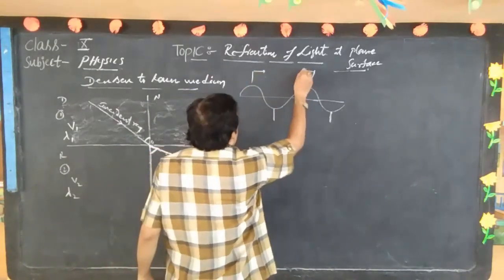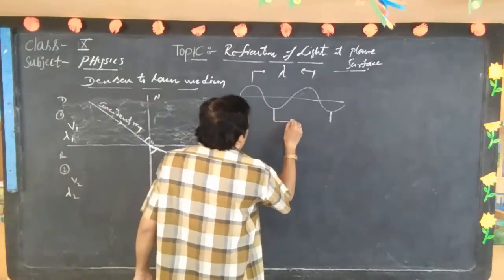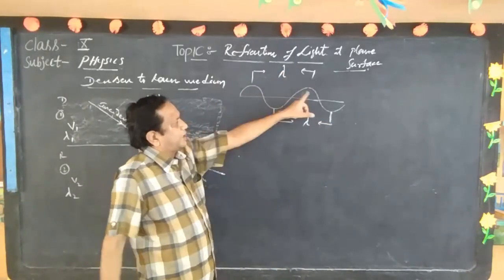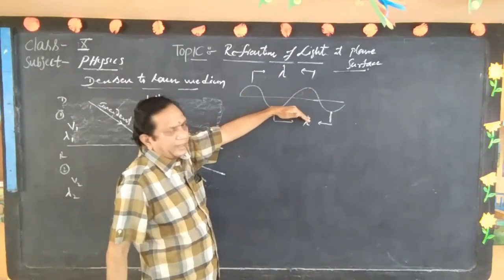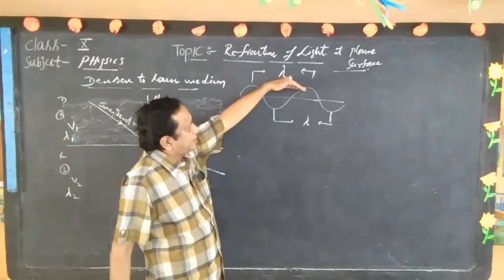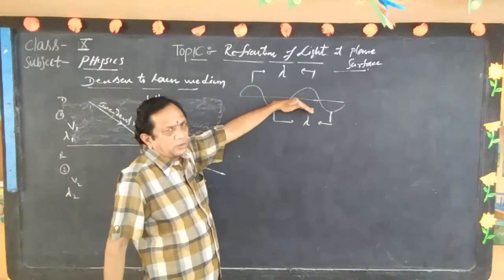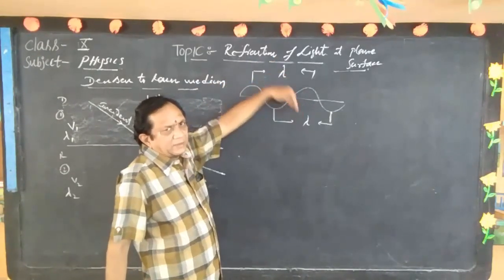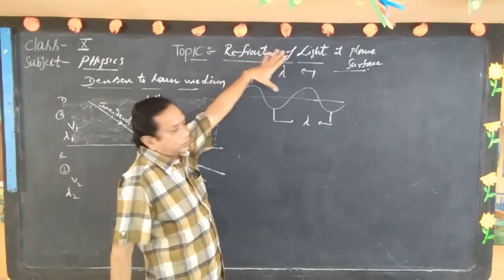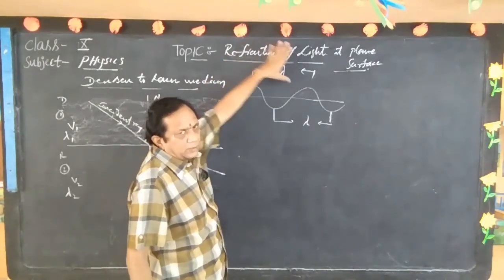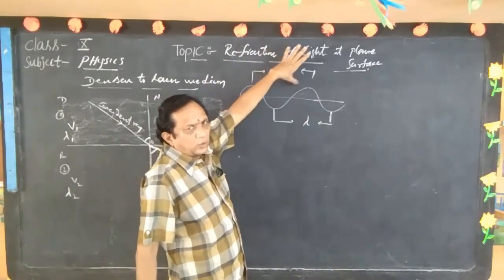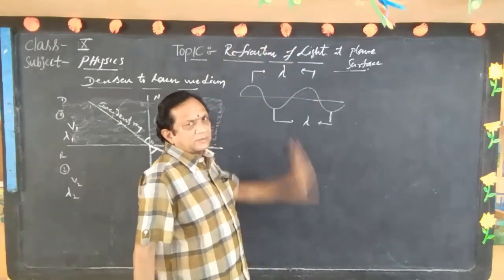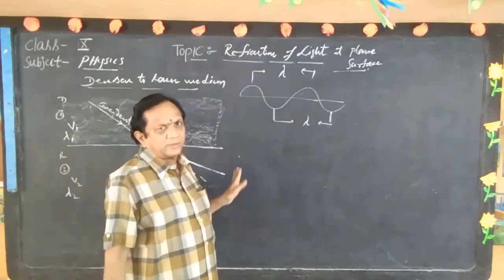This is denoted by the Greek letter lambda. Similarly vibrated particles: this is the upper part, this is the lower part. This is the maximum displacement and this is the minimum displacement. The distance between either maximum and maximum, or minimum and minimum, we consider as the same particles. Both must be consecutive, then only can we say it is the wavelength. That is the general definition of wavelength to remember.